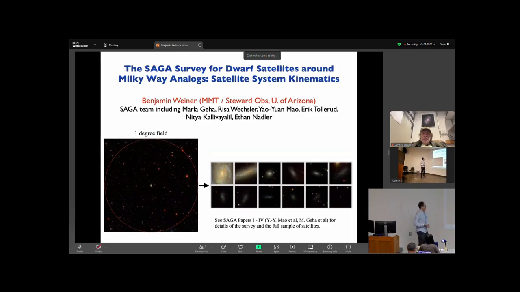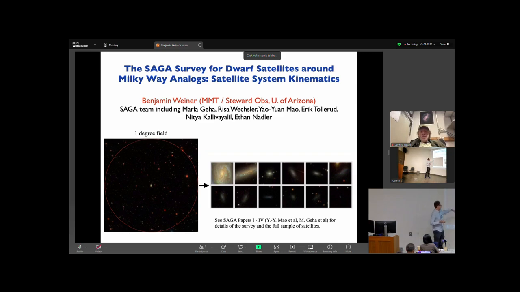The SAGA survey for dwarf satellites around Milky Way analogs. I'll mention some general properties, but I'll specifically talk about one aspect of it that we haven't published yet. SAGA was led by Marla Geha and Risa Wexler, whom I met at Santa Cruz. It is a spectroscopic survey for dwarf galaxies in the fields of Milky Way mass galaxies. So this is a picture of it.